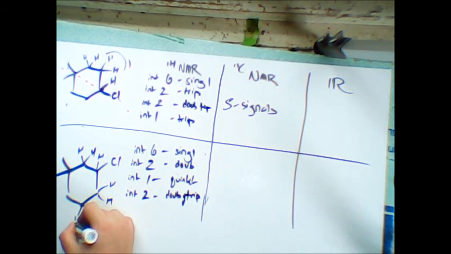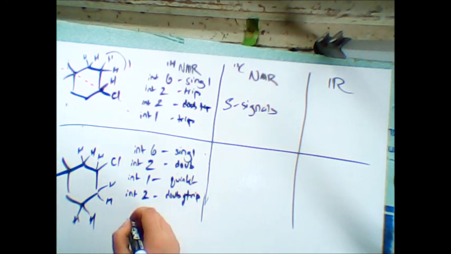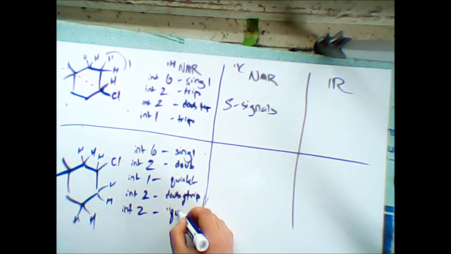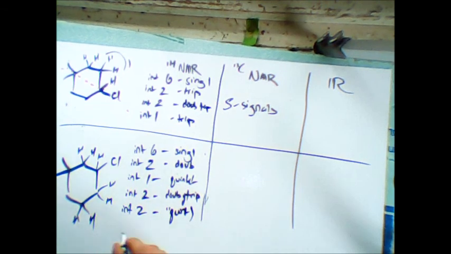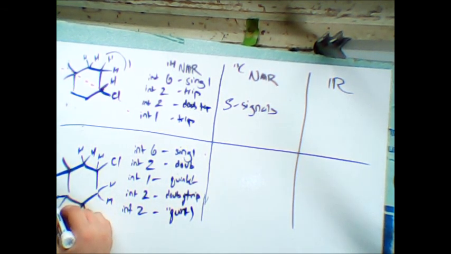Moving on, these guys, you can count it as a triplet of a triplet, or you can count it as a quintet. Functionally, it's going to look most like a quintet. It's not going to be exactly a quintet because they are slightly different. Well, okay, I'll get into that a little bit later. So, these guys have an integration of 2, and they're going to be a quintet. These guys here, again, integration of 2, and they're going to be a triplet.